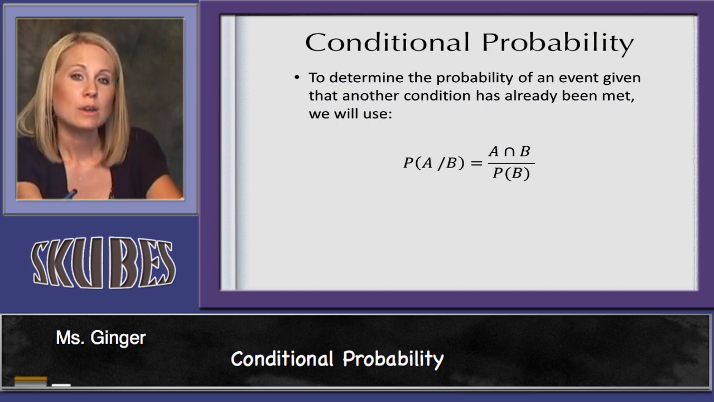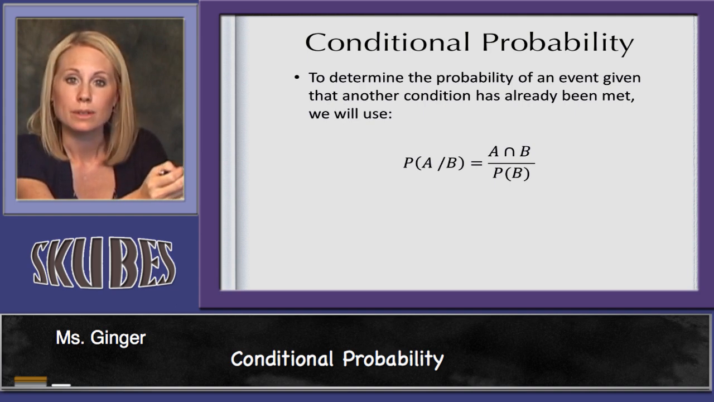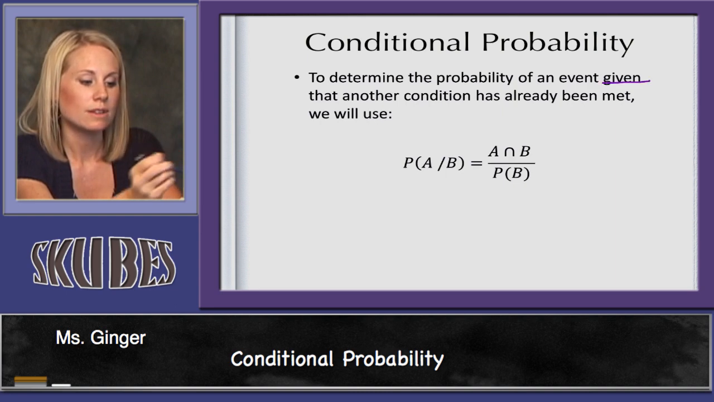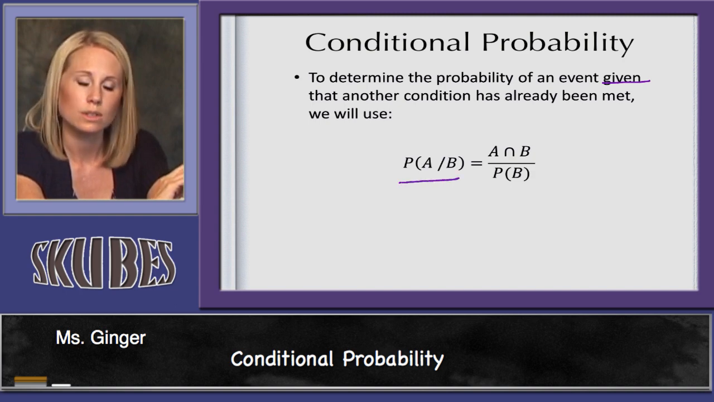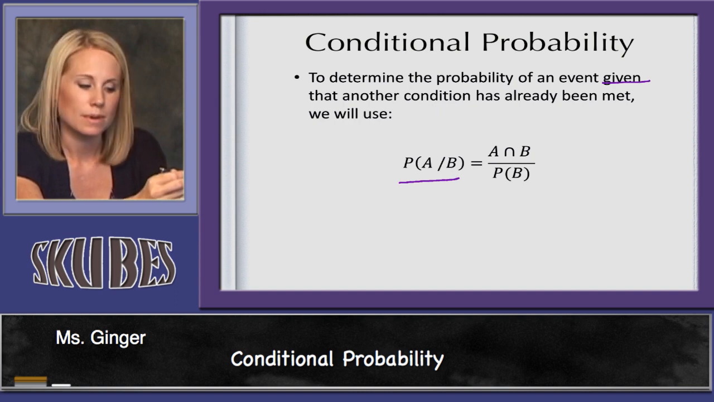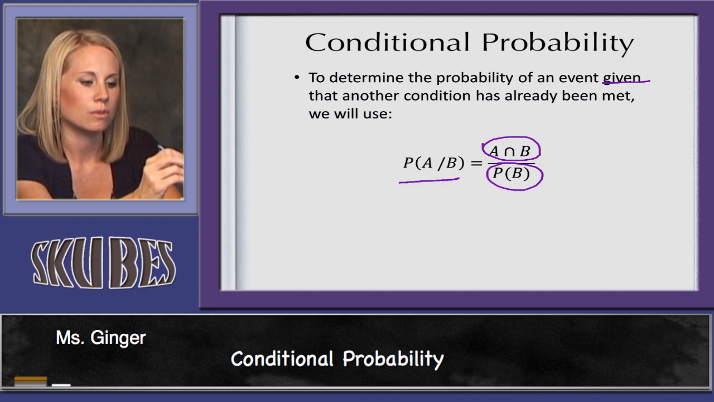For conditional probability, we're going to use the following formula here. I'm going to read that to you in a minute. Your clue that you're dealing with conditional probability is usually going to be the word given. So to determine the probability of an event given that another condition has already been met, you're going to use this formula, which reads, the probability of A given B, and that's our two conditions, is equal to the probability of A and B, right here, divided by the probability of B. So keep that in mind as we go through our lesson.